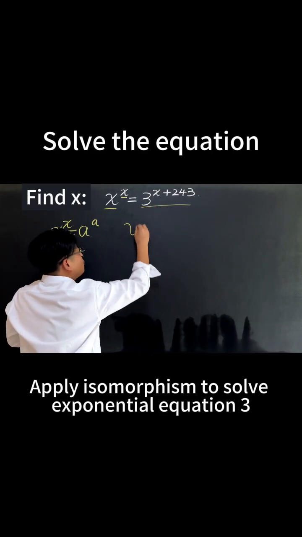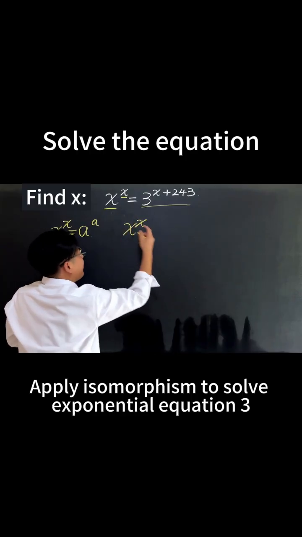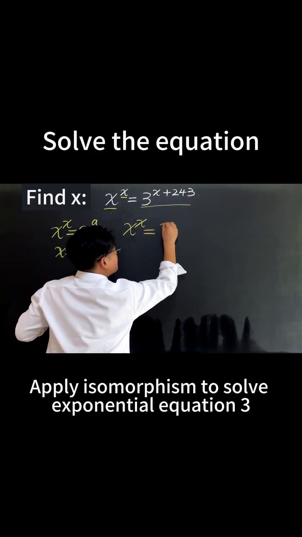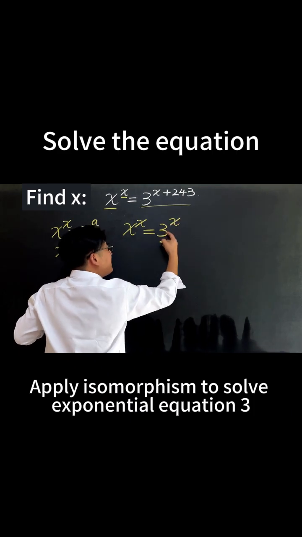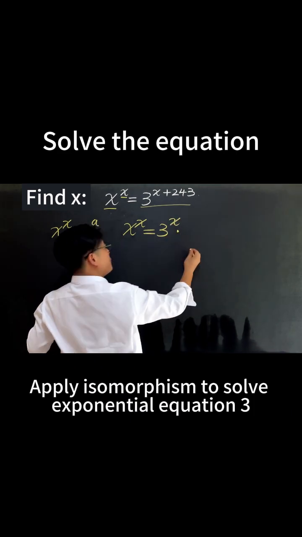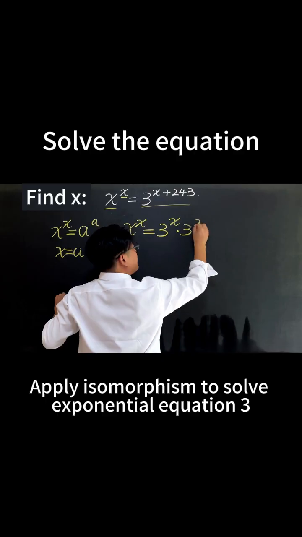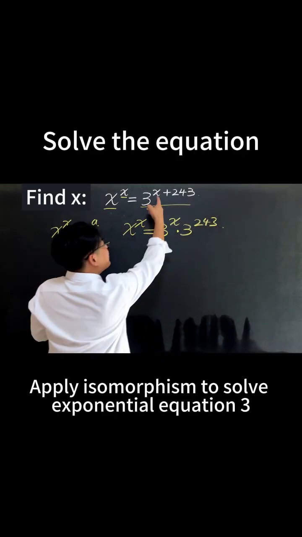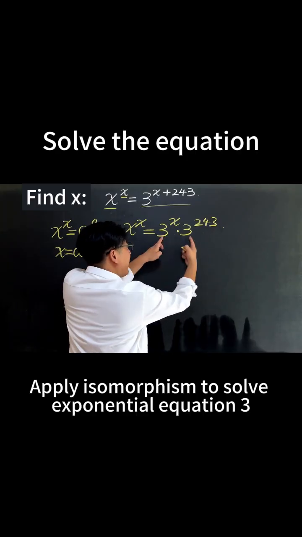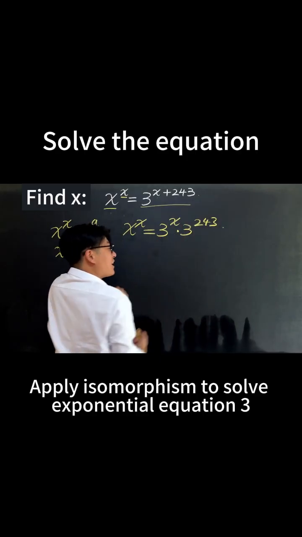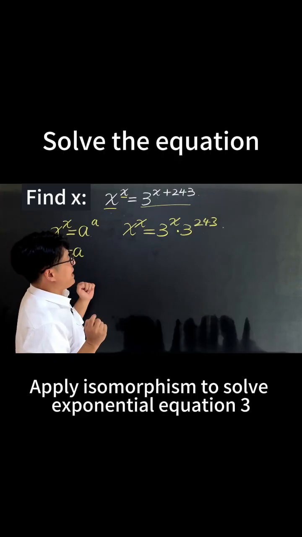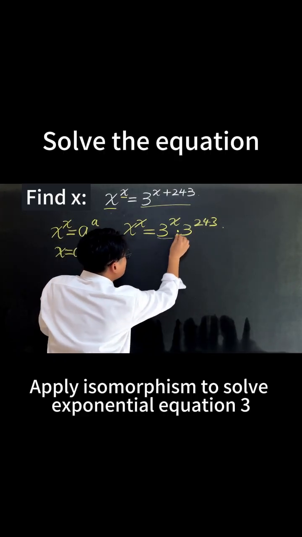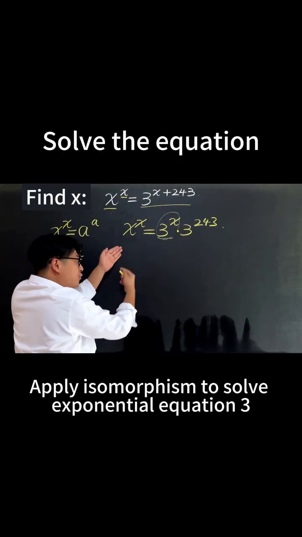Let's simplify it a bit. The left side is still x to the power of x. As for the right side, can't I write it as 3 to the power of x times 3 to the 243rd power? Everyone, according to the fundamental theorem of exponents, when you multiply, you add the exponents. So when you multiply these two, the exponents add up, right? Okay, so what do we do next?